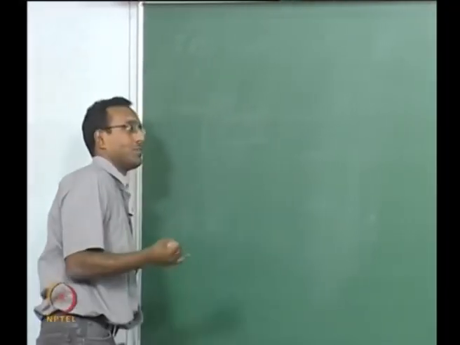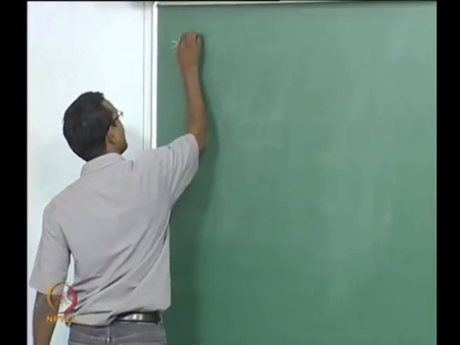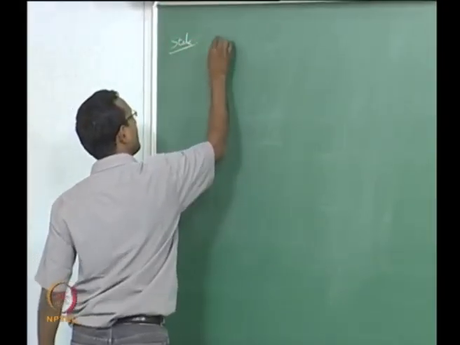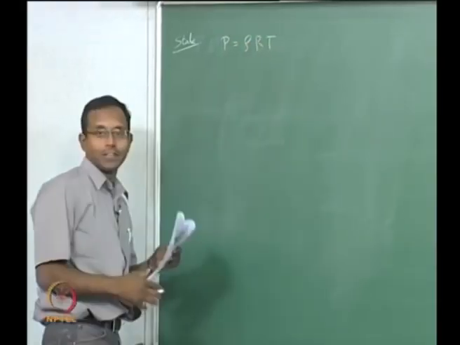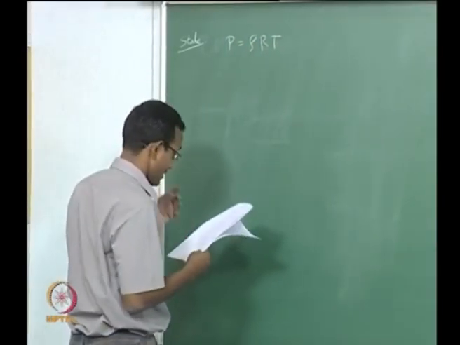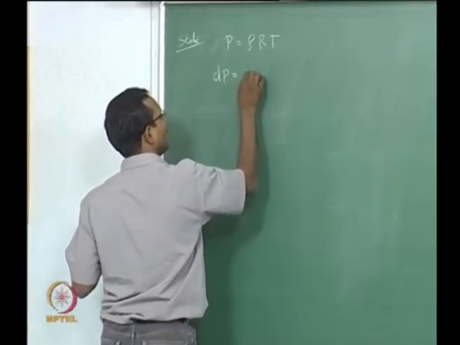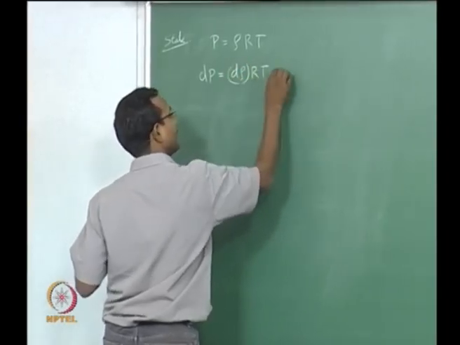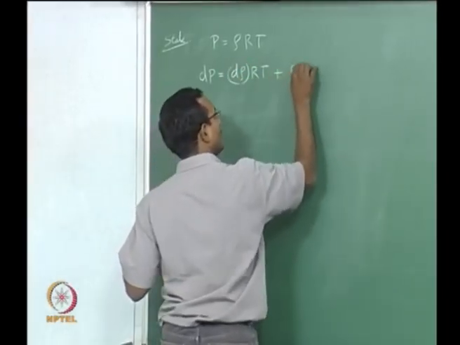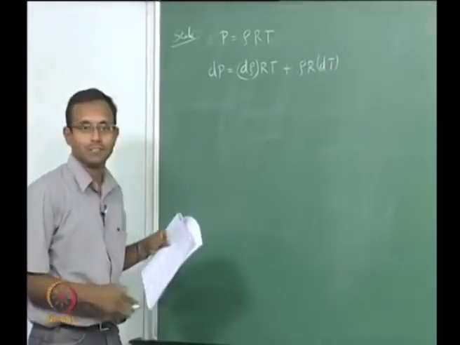So as of now I used mass, momentum, energy. Now I am going for the state equation. P equal to rho R T. Okay, if P equals rho R T, dP equals d rho R T plus rho R dT, right, just differentiation by parts.